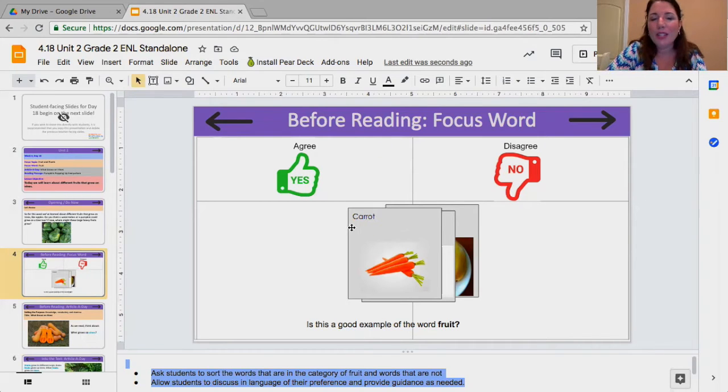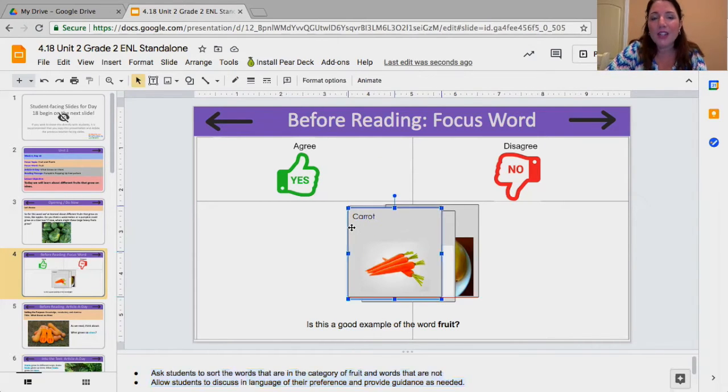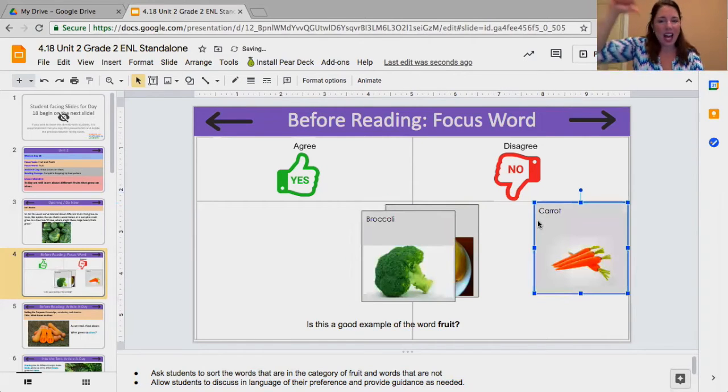Great job, readers. We see a carrot. So carrot, is it a good example of a fruit or is it not a good example of a fruit? Show me your thumbs, readers. Yes, readers, you're right. A carrot is not an example of a fruit.